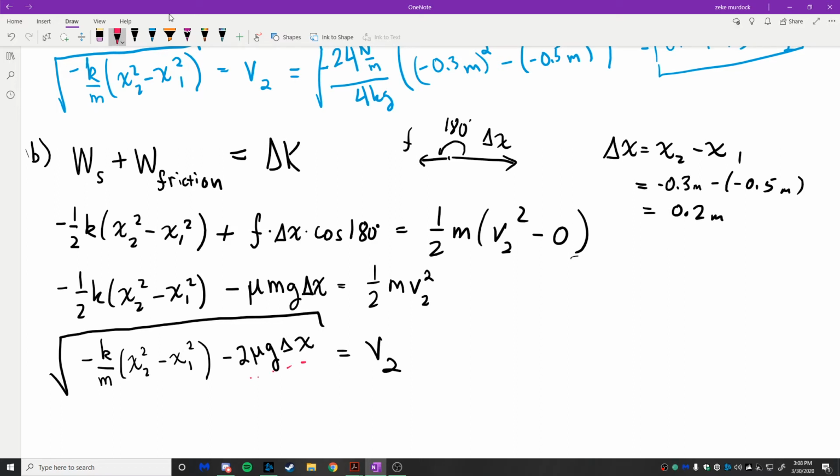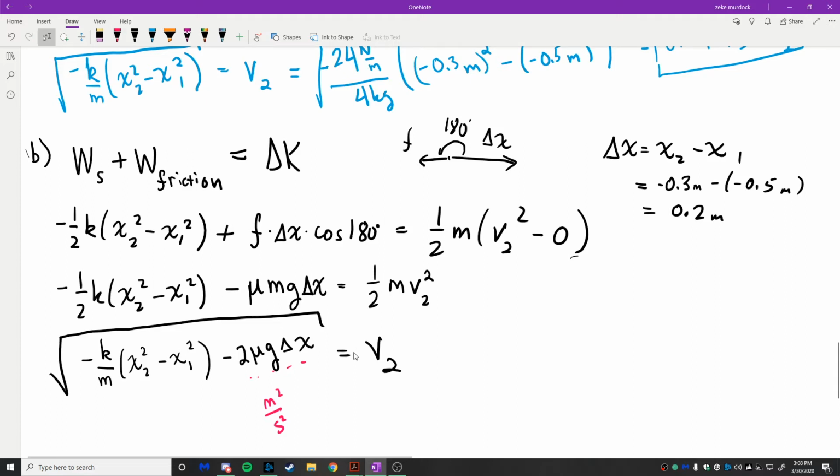What are the units of mu? They're none, right? What are the units of gravity? It's meters over seconds squared, right? The units of delta x is going to be another meter, right? So you get meters squared over seconds squared. We're taking a square root. This one's good, right? Can you guys see that? This one's solid. This is definitely going to be the same units here as we have over here, right? Because we're square rooting everything.